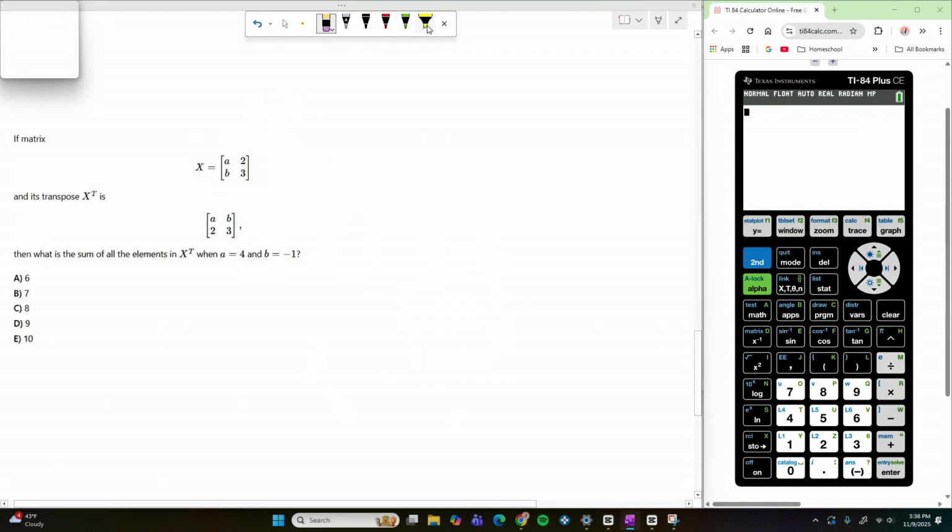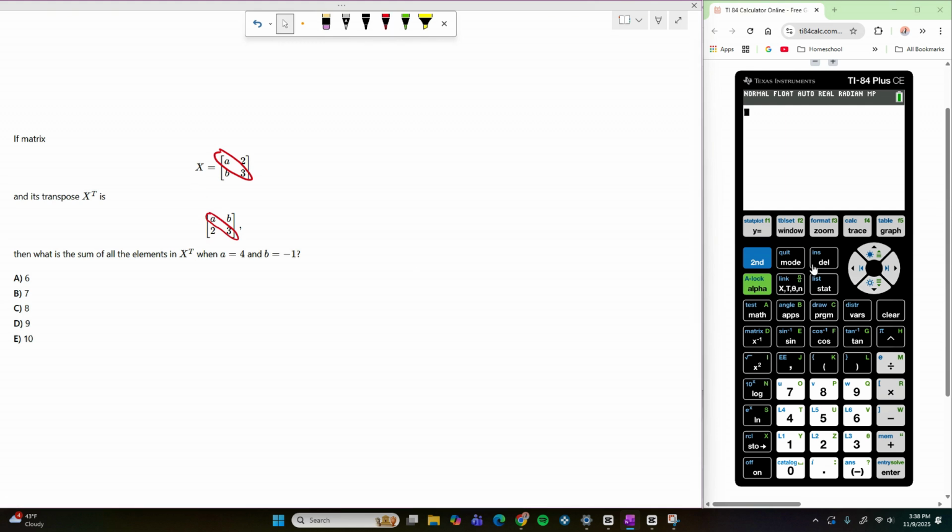This last problem is pretty difficult if you don't know what you're doing. If matrix X is A2B3 and its transpose X to the T is AB23, then what is the sum of all the elements in X to the T when A equals 4 and B equals -1? So, a transpose is where you basically have this diagonal all the way down, and you just flip it and mirror it on that diagonal.